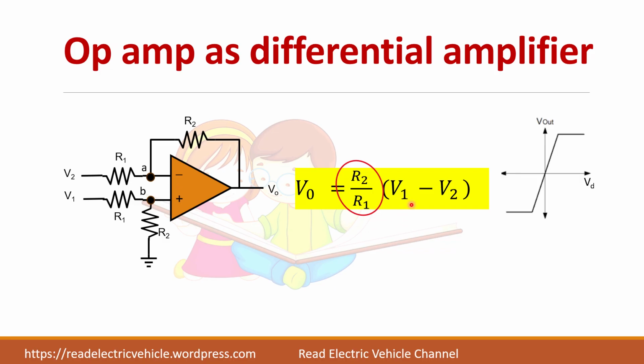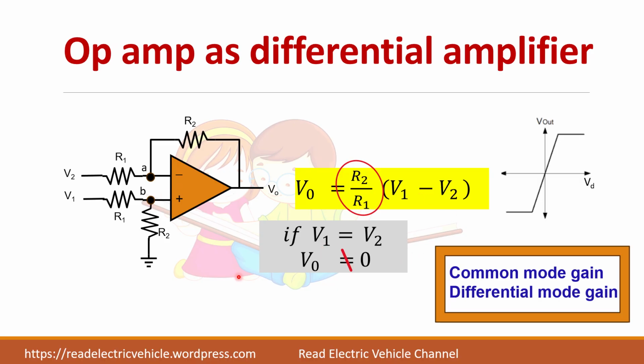Here, ideally, if I give V1 and V2 equal, the output voltage should be equal to 0. But in practical case, it may not be equal to 0. Though V1 and V2 are equal, the output voltage will not be equal to 0 because of one reason called the common mode gain. The common mode gain and differential mode gain are two different gains in op amp, which you should know when you use the op amp as a differential amplifier. Let us see about this.